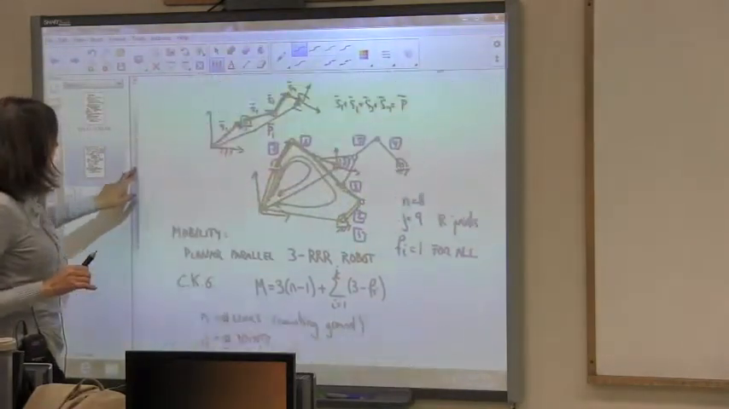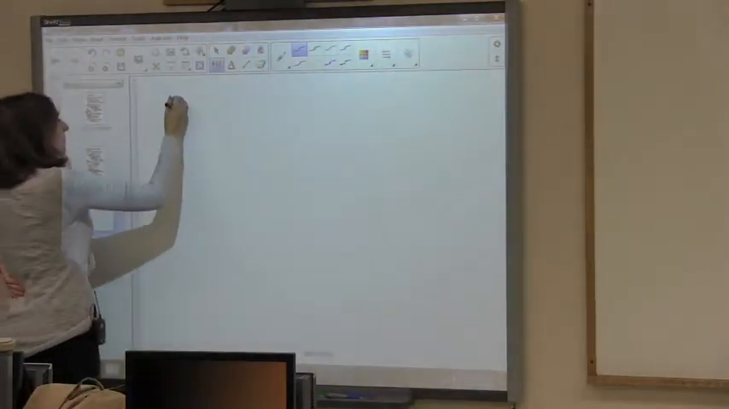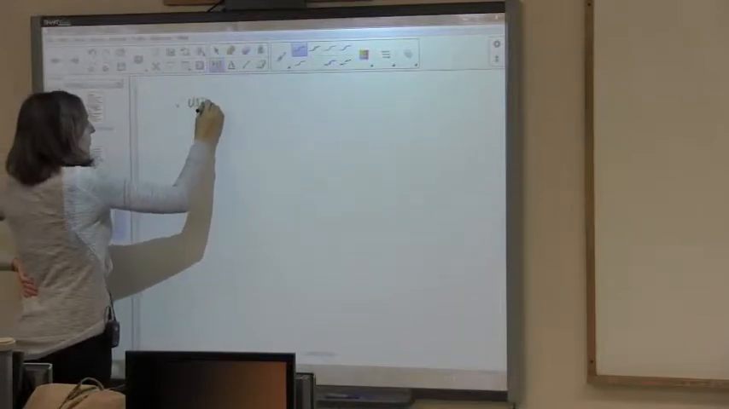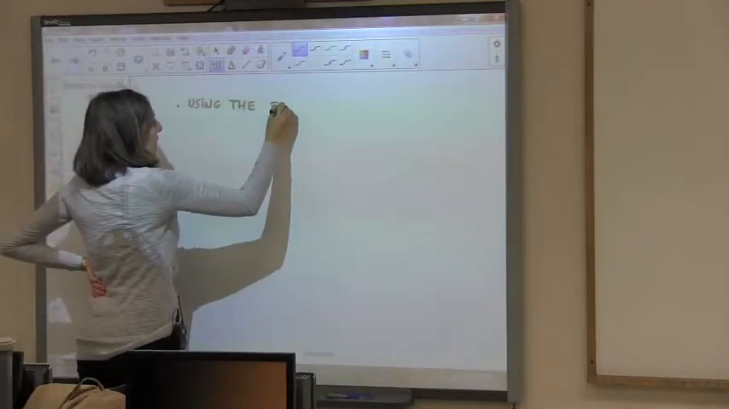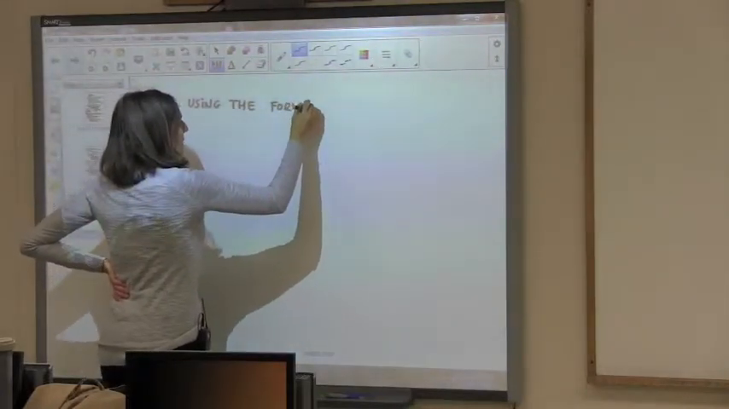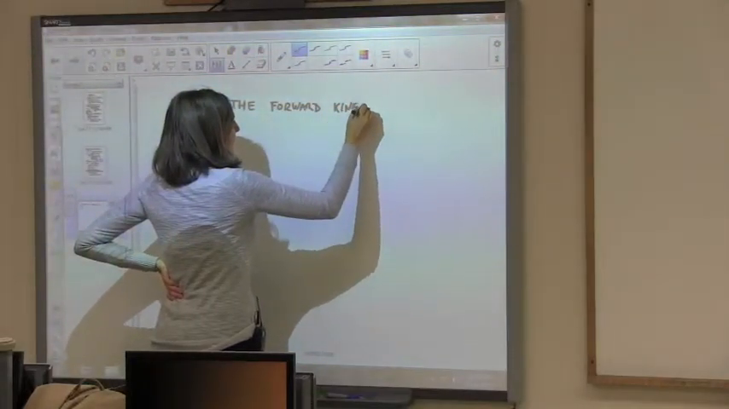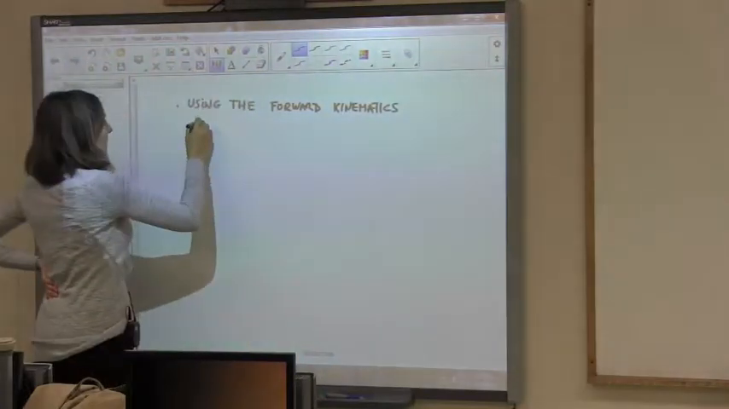The one that we are going to use is the other one, which is equating or using the forward kinematics equations, and that's why we spent some time working on that.